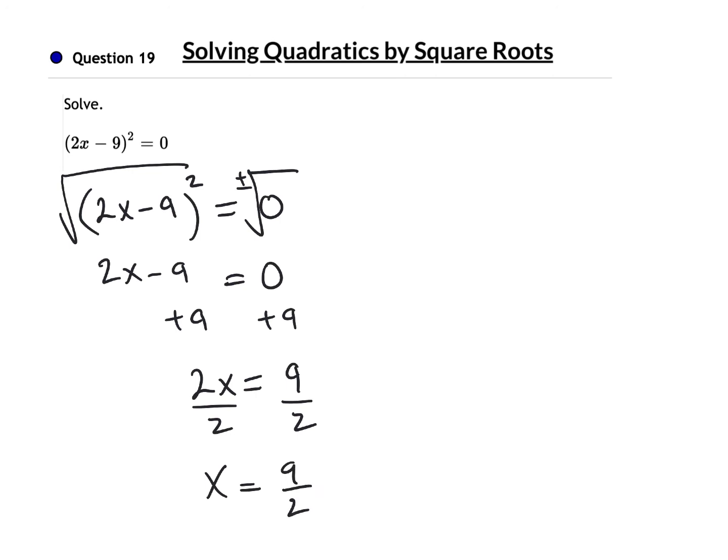Depending on the question, you could also make this 4.5. It depends on whether the answer is expected to be a fraction or a decimal, but 9/2 is the same thing as 4.5. This is the correct answer.